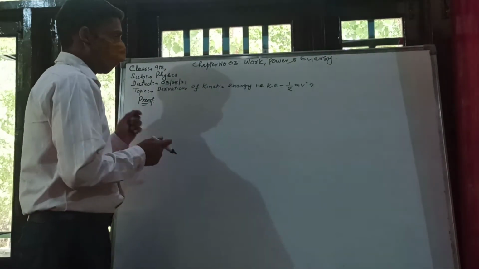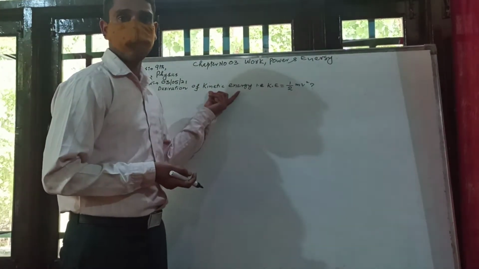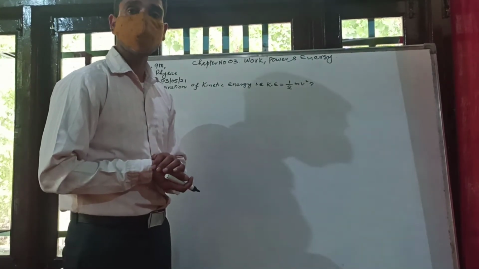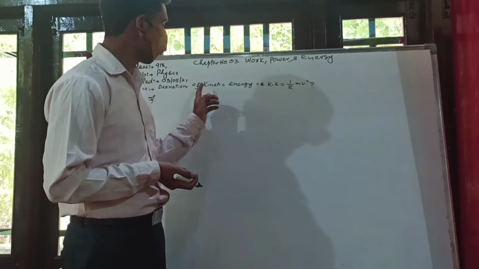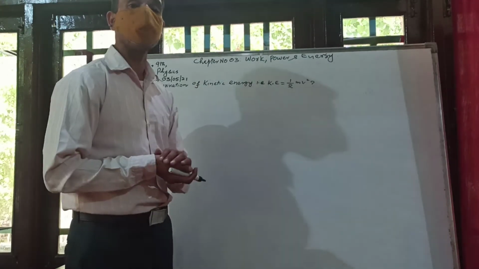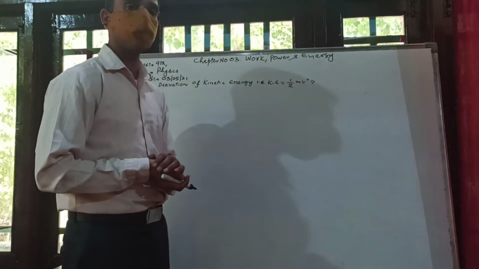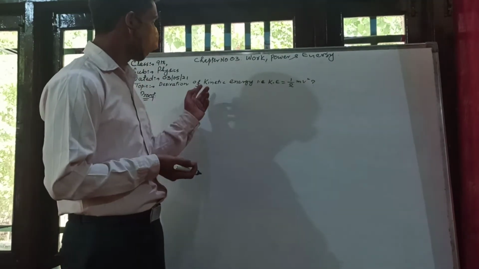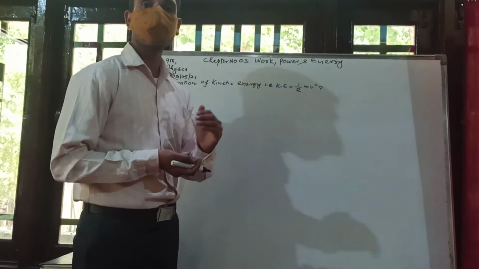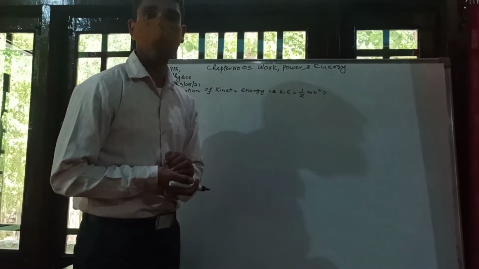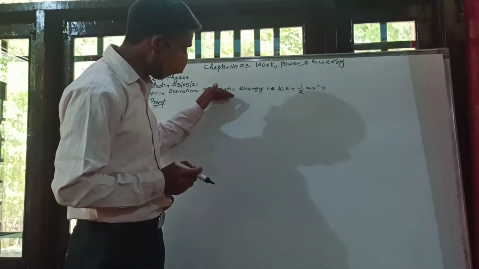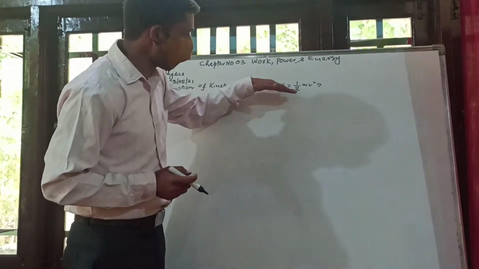First of all, students must know what kinetic energy is. The energy possessed by a body due to its motion is called kinetic energy. For example, moving air possesses kinetic energy. A moving fan possesses kinetic energy. A moving train possesses kinetic energy. A bullet fired from a gun is an example of kinetic energy. So today we have to derive its expression.